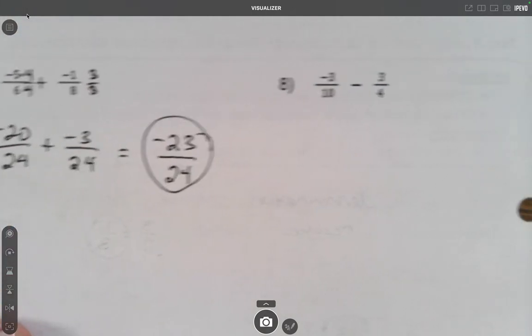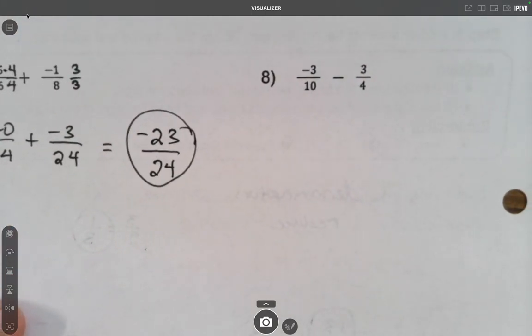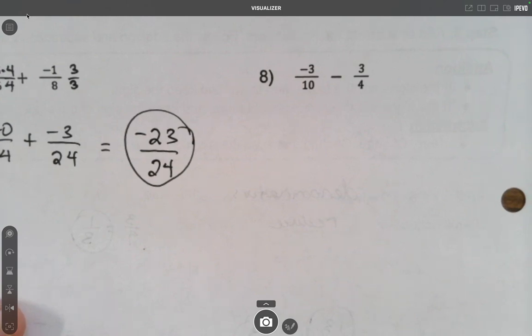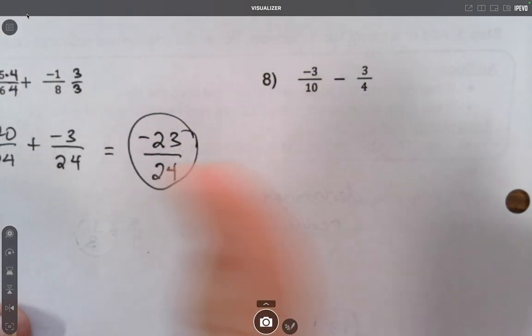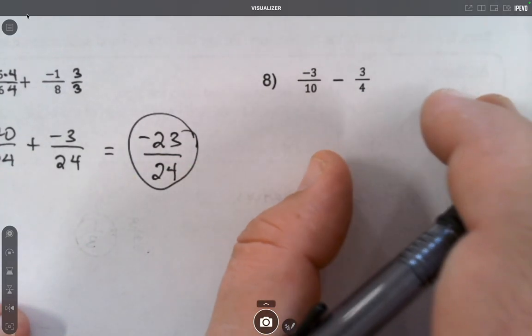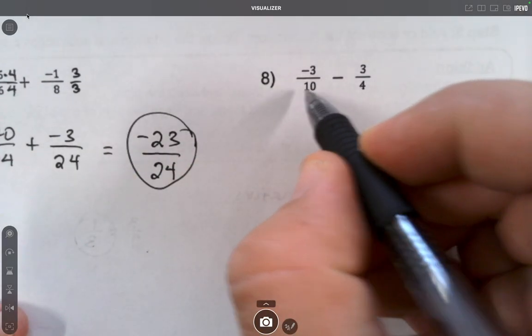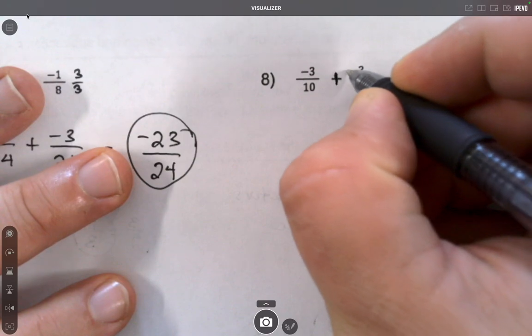Okay, last one. Got to find a common denominator for 10 and 4. The smallest number both of them go into evenly is 20. But actually, let me pause. Before I do that, I'm going to go ahead and do my keep, change, change. You can do it later. It's not essential you do it first. That's just what I prefer. But we do keep, change, change.